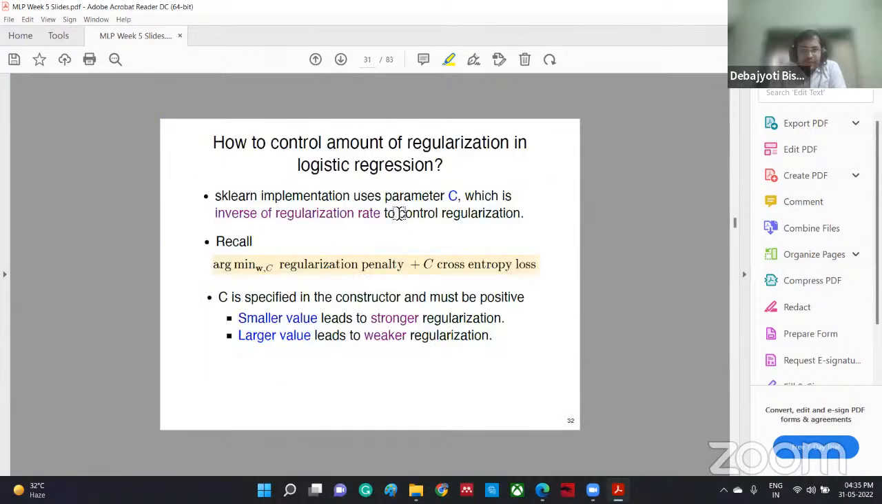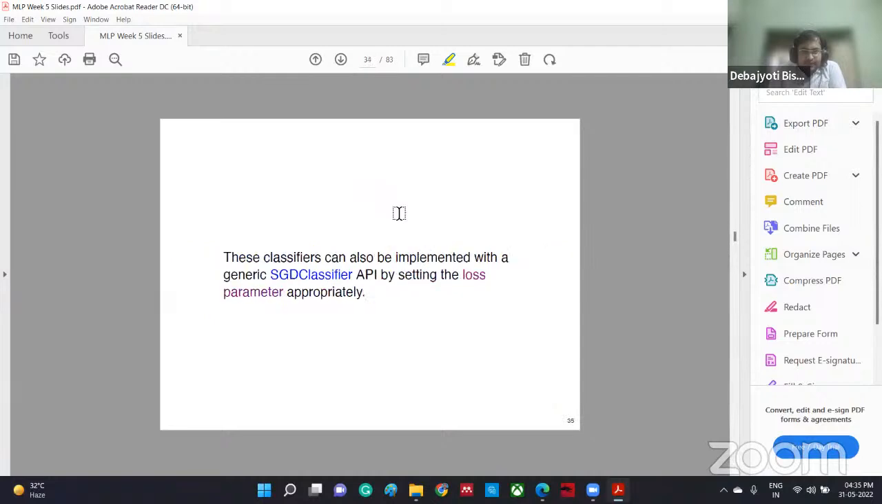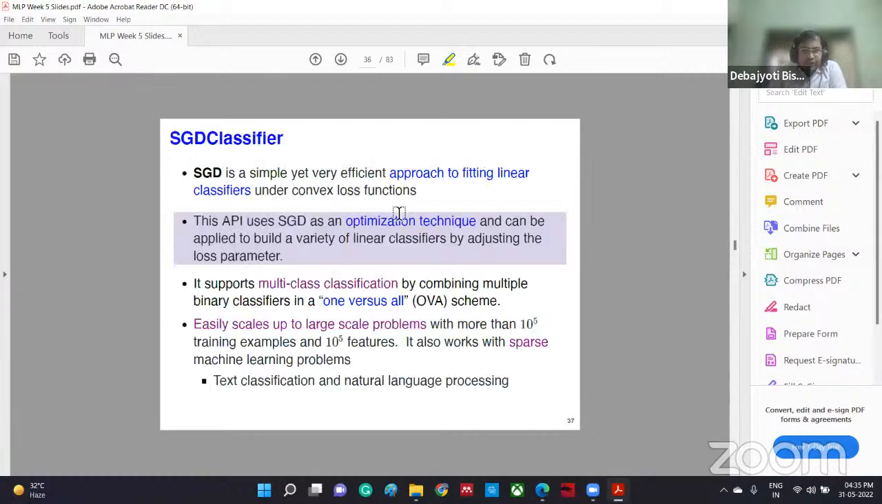So mostly these things are there, and what else? Then there is the SGD classifier again. It is an approach to fit linear classifiers under convex loss functions, etc. The API uses SGD as an optimization technique. It can be applied to build a variety of classifiers by adjusting the loss parameter. One thing that is important, and questions will surely come on it somewhere, is one versus all and one versus rest. It supports multi-class classification by combining multiple binary classifiers in a one versus all scheme.